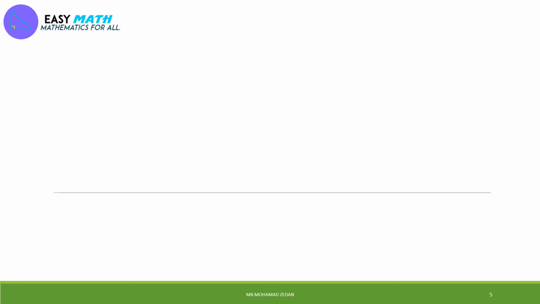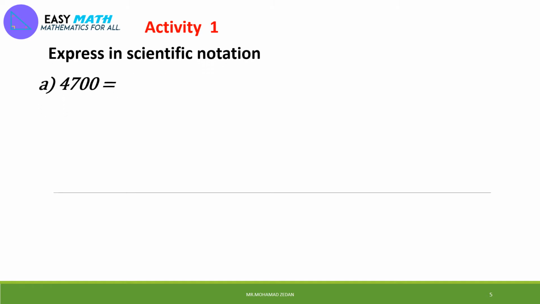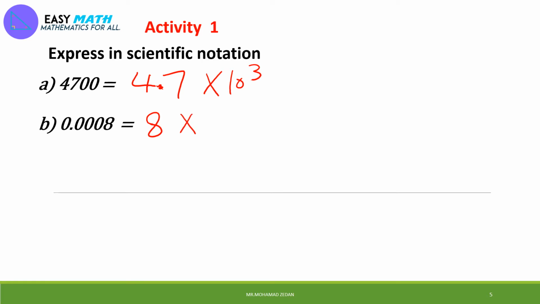Okay. Activity number 1. Now you can practice with me. Bring your pencil and paper and solve with me. Express in scientific notation. 4,700. What's your answer? Yes. 4.7, okay, times 10 cubed. Very good. 0.0008. 8 times 10 to the negative 4.